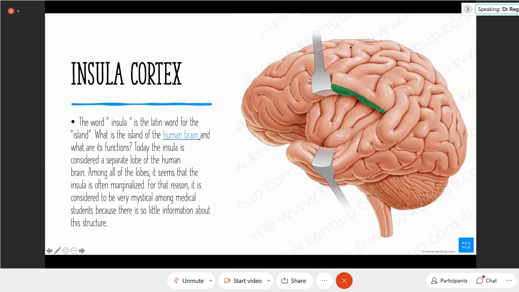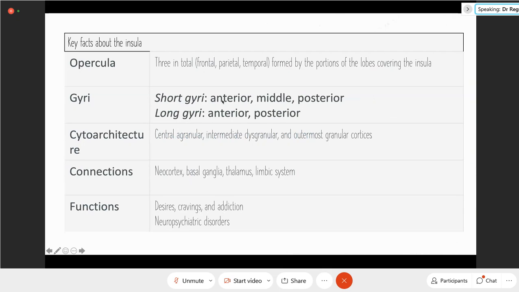So if you pull the frontal and temporal lobe aside, you will see this island of brain tissue, which is known as the insula, and insula is the Latin word for island, right? It's a hidden brain, but it actually has a very interesting function. So we will first learn the quick key facts about the insular cortex.